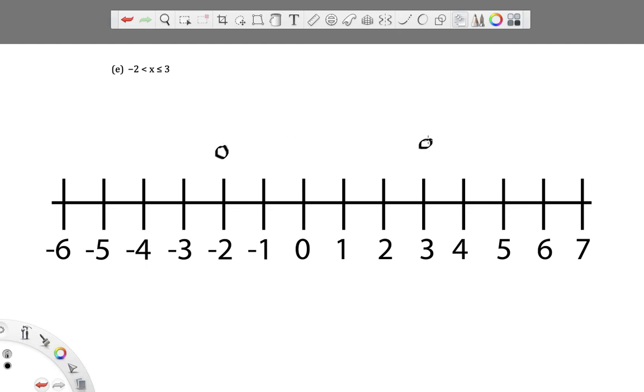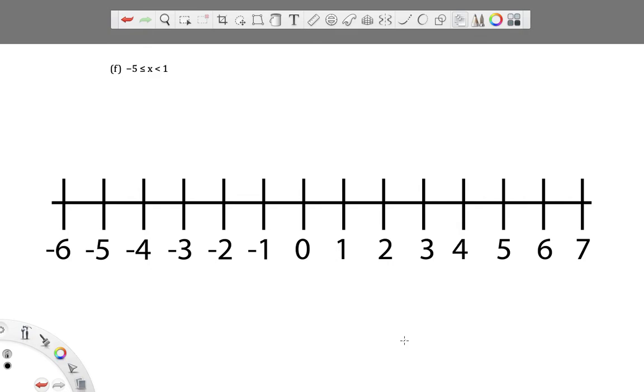Now are any of the circles filled in? Well, the -2 circle isn't because there's no equal to part. However, the circle above 3 is because there is an equal to part here. So we fill this circle in. And then all we have to do, like what we've done before, is to join the two circles together. So that's that inequality on a number line.